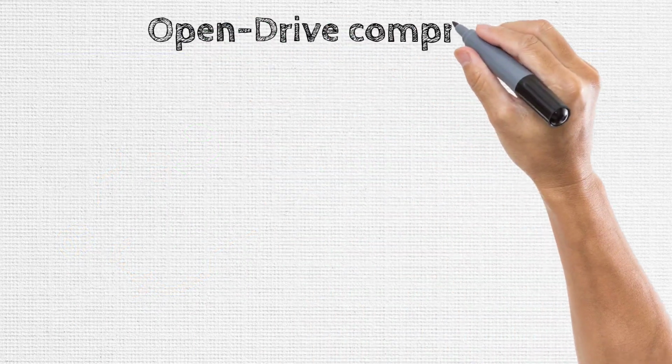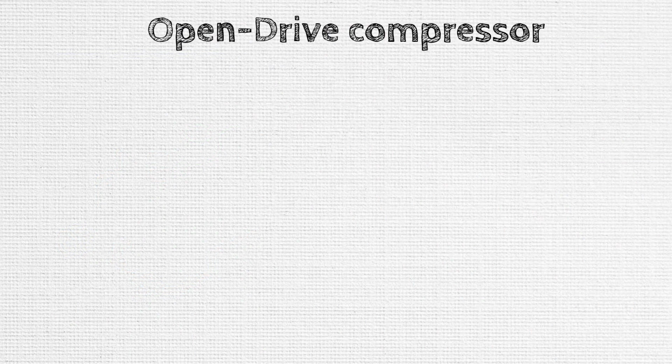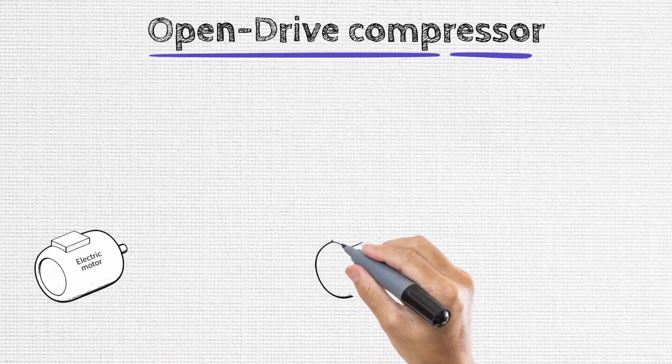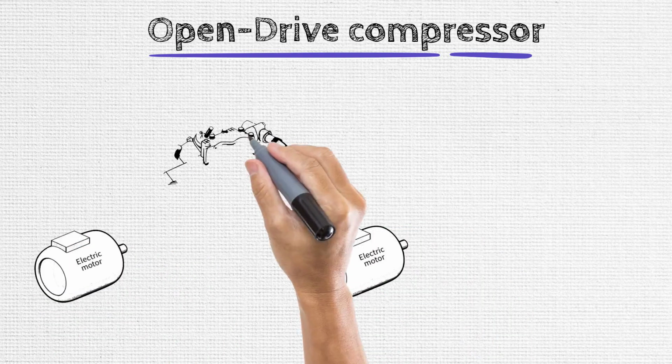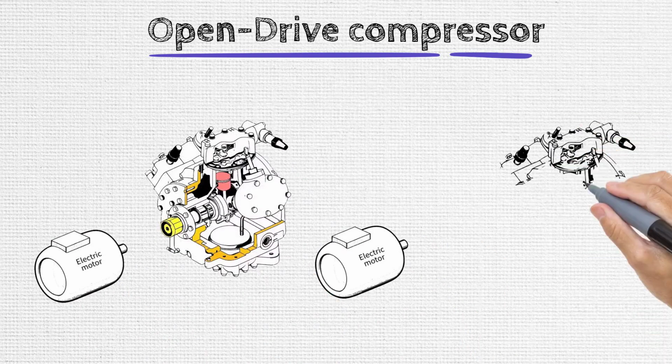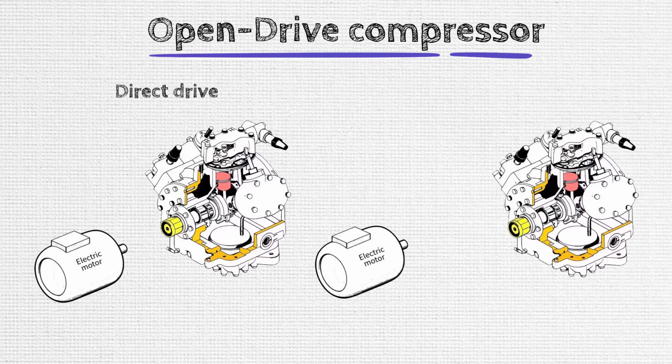An open-drive or external drive compressor is driven by a mechanical power source that is separate from the compressor unit. Most often, this is an electric motor. There are two different ways of joining a motor to an open-drive compressor: direct drive and belt-driven.